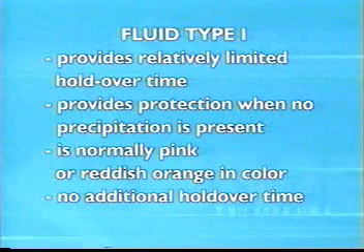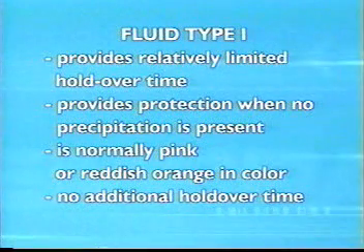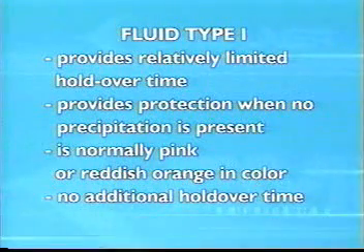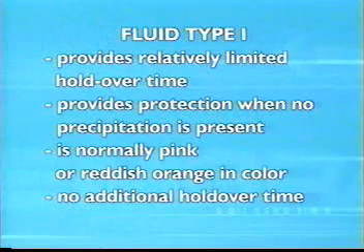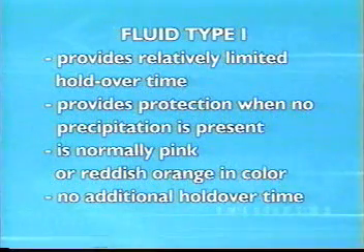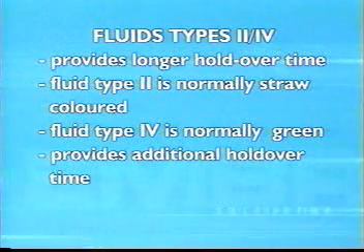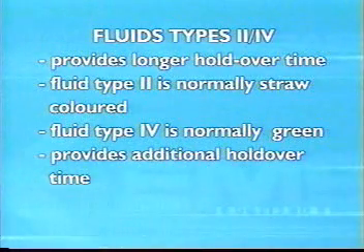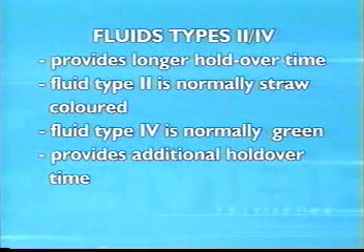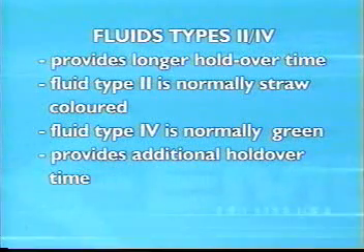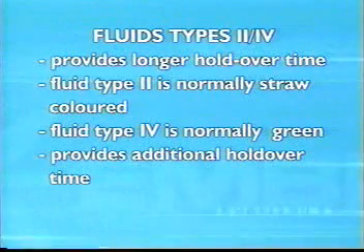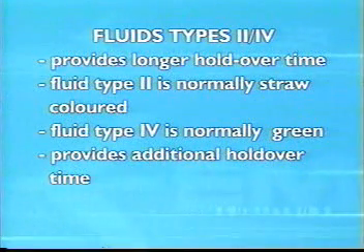Type 1 fluid is normally pink or reddish-orange in color and is diluted with water to result in a freezing point approximately 10 degrees Celsius below ambient temperature. No additional holdover time is provided by increasing the concentration of fluid in the fluid-water mixture. Fluid types 2 and 4 form a thicker film that provides a longer holdover time. By increasing the concentration of fluids 2 and 4 in the fluid-water mixture, additional holdover time is provided. Fluid type 2 is normally straw-colored, and type 4 is green.